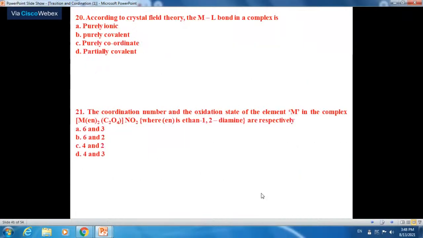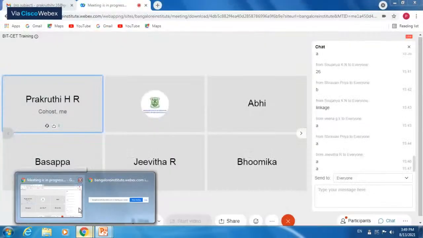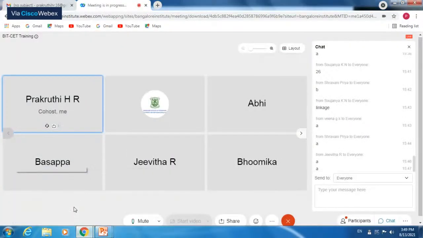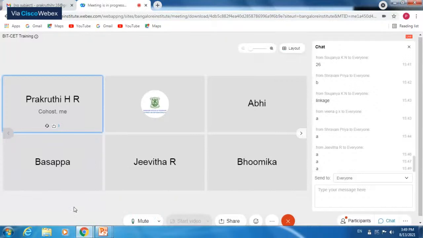Go to the next. According to the crystal field theory, the M-L bond in a complex is purely ionic, purely covalent, purely coordinate, or partially coordinate and partially covalent. What is the answer, students? What is the answer, Jivita? A.